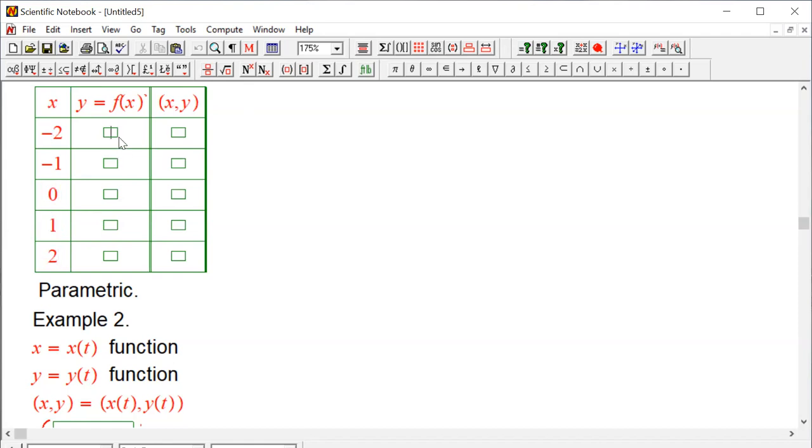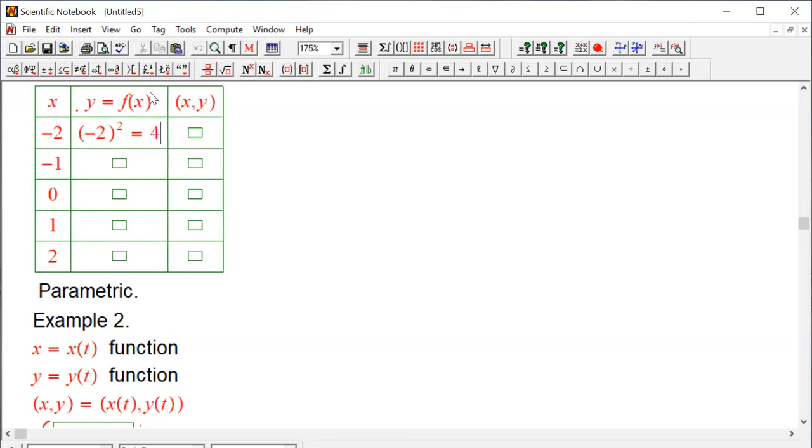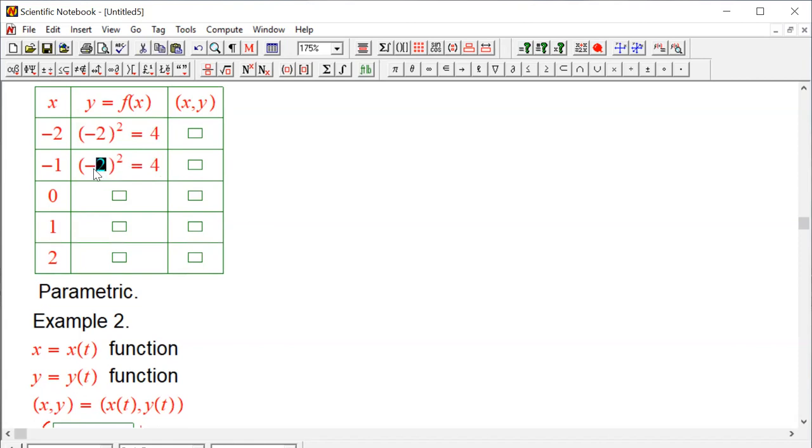And then we get numbers on this side, like we used to. So this is going to be -2 squared equals to 4, and so on and so forth. Let me just go on with that complete table. -1, so this is 1. So this is 0, 0 squared is 0.